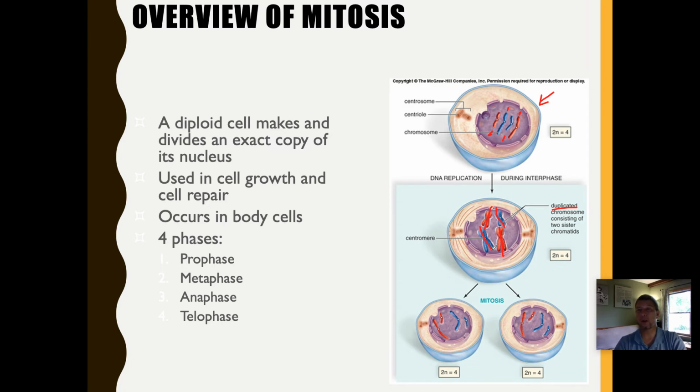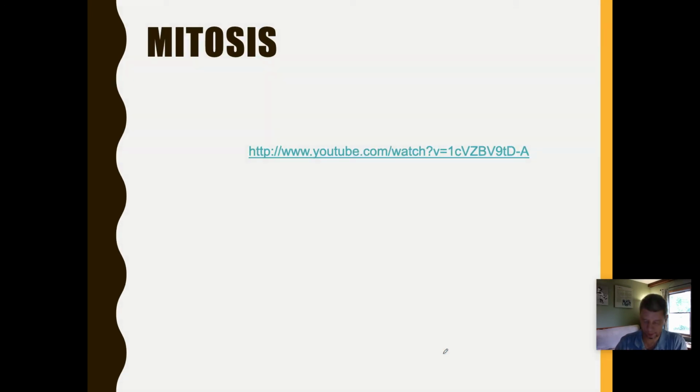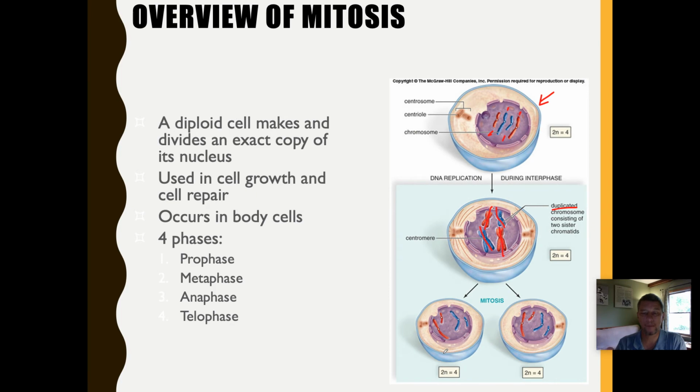And so one long blue goes left, one long blue goes right. One long red goes left, one long red goes right. One short red goes left, one short red goes right. One short blue goes left, one short blue goes right. And so the end result of mitosis is 2 different cells, each of which contains one long red and one long blue, one short red and one short blue.